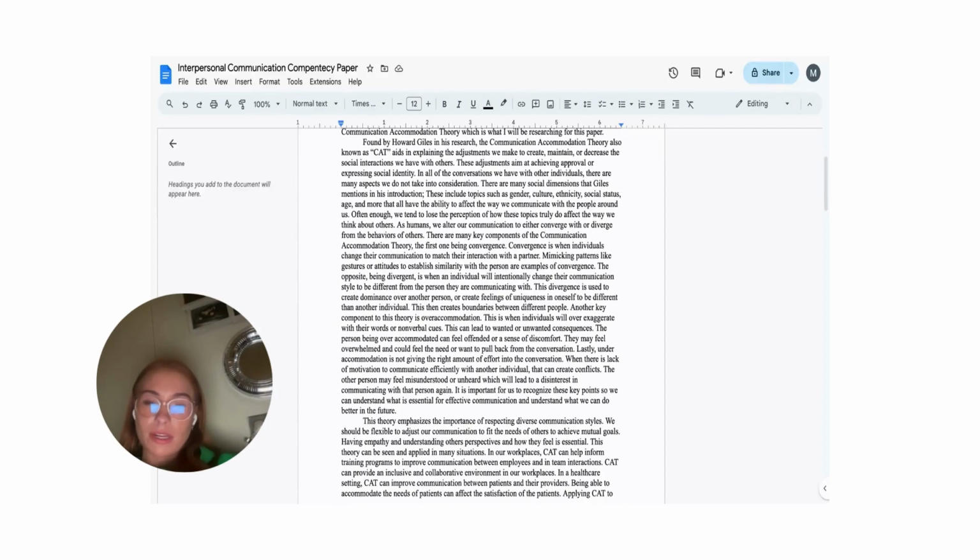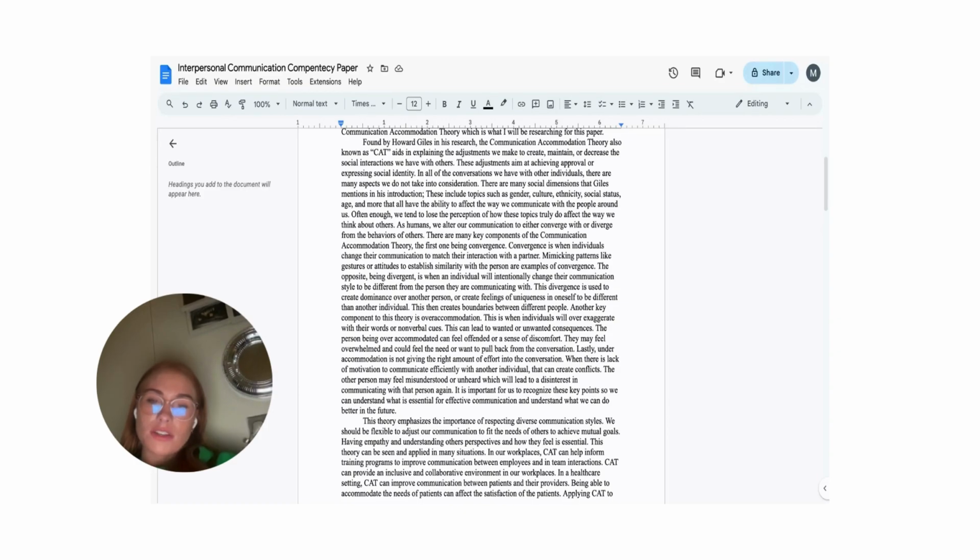Founded by Howard Giles in his research, the communication accommodation theory, also known as CAT, aids in explaining the adjustments we make to create, maintain, or decrease the social interactions we have with others. These adjustments aim at achieving approval or expressing social identity.